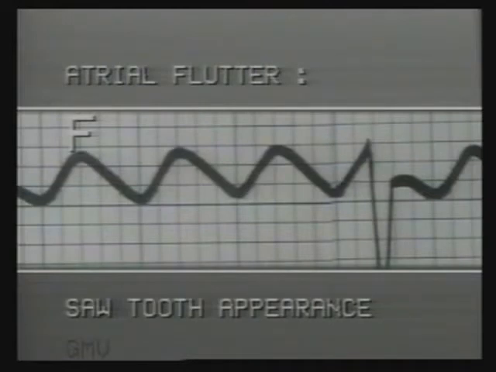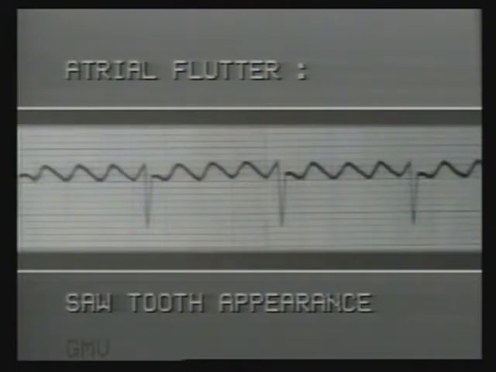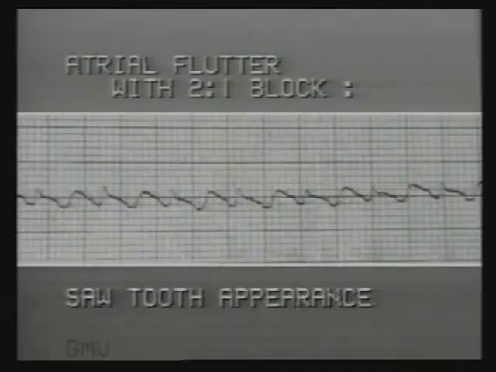Capital F stands for flutter waves. Each flutter wave occupies one large square. So these are much wider and taller than the P waves, and there is no isoelectric baseline between them. Looking from a distance, it gives a classical sawtooth appearance. This is best seen in leads 2, 3, AVF, V1 and V2.